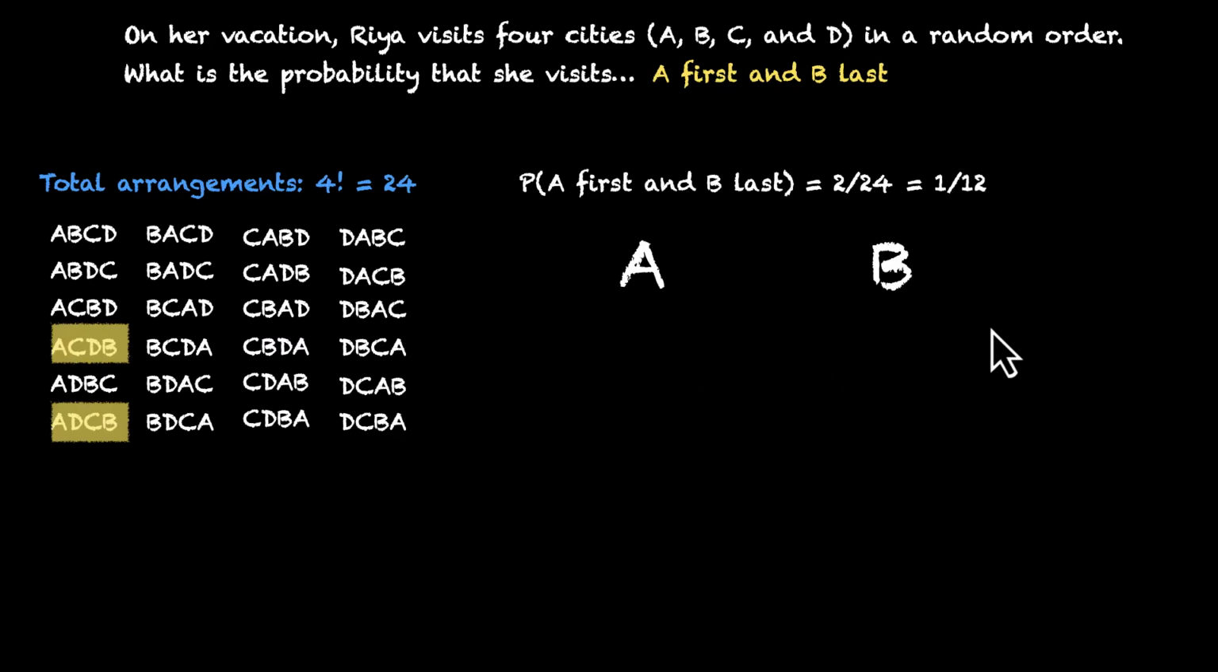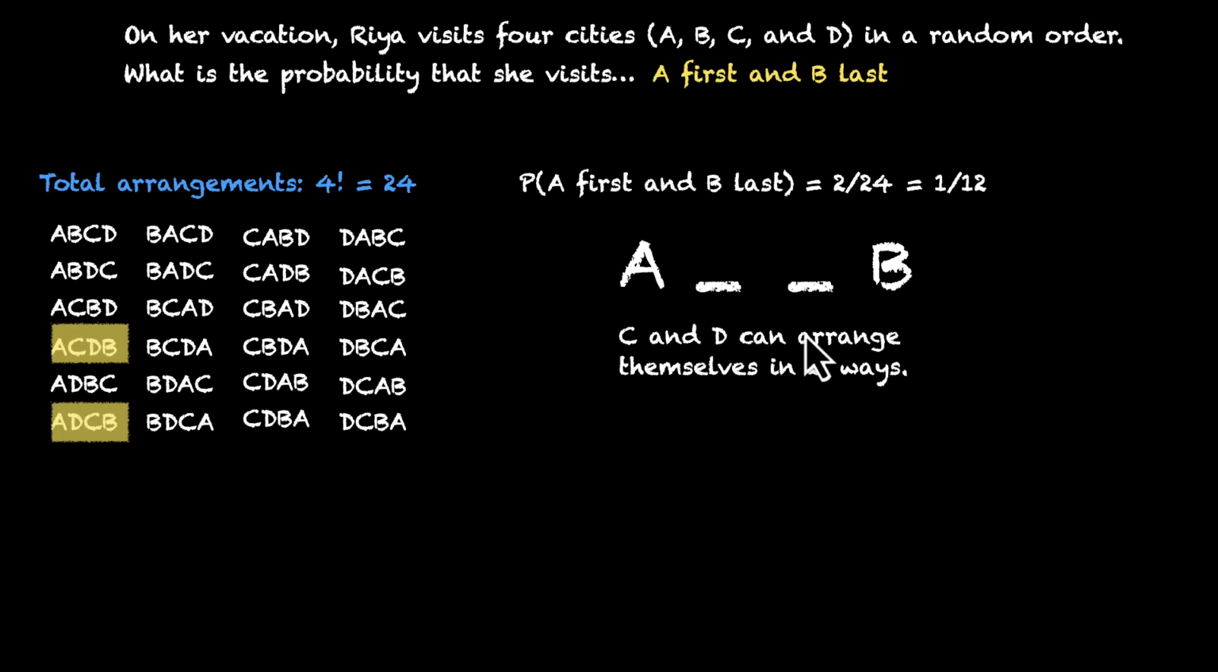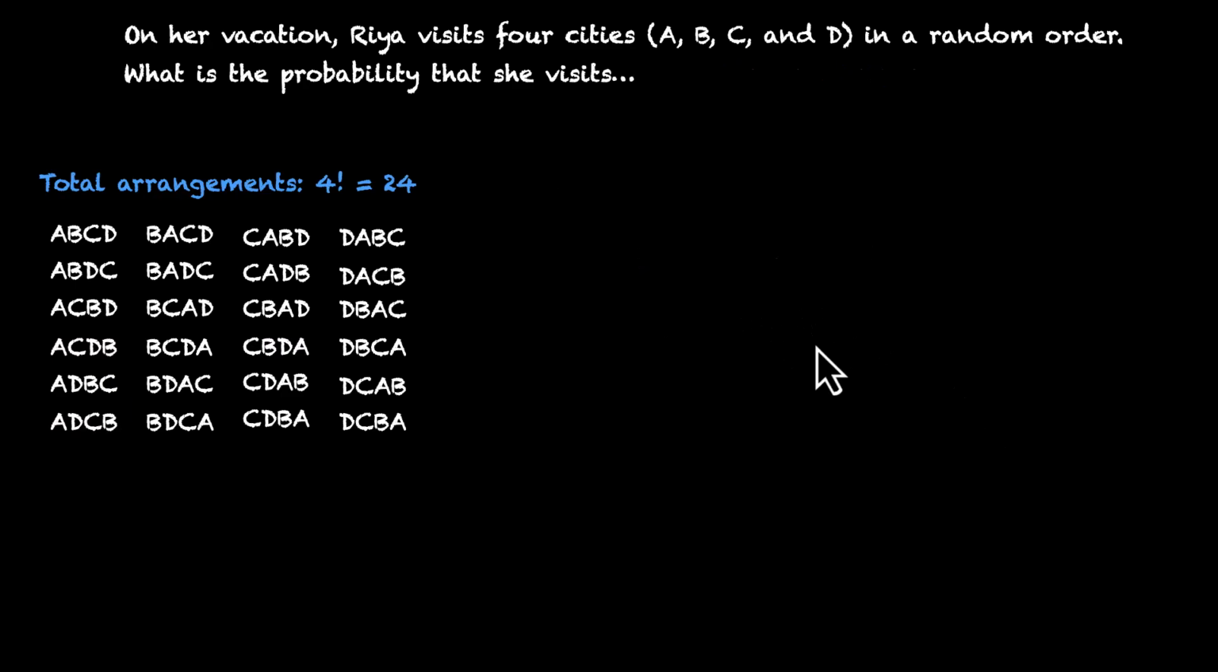Is there another way? If we have A first and B last, where can C and D be? C and D can be in one of these places, and they can arrange themselves in 2 factorial ways. This is why we're getting the total favorable ways as exactly 2. In one of them, C comes first, and in the other one, D comes first. CD and DC.